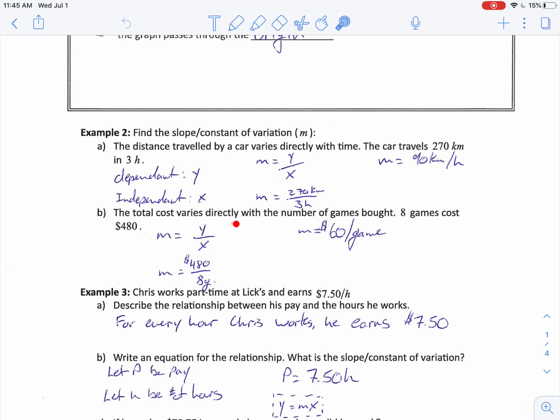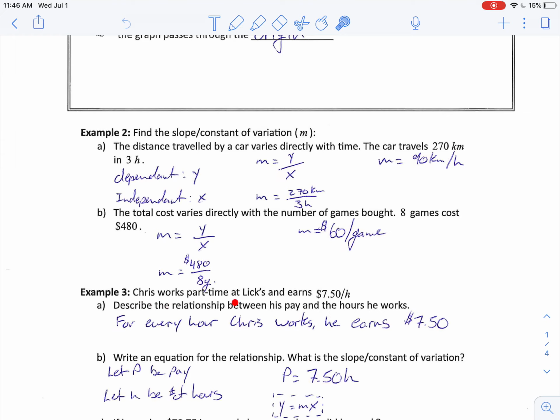The total cost varies directly with the number of games bought. 8 games cost $480. Well, we have our equation. Our slope, or constant of variation, is equal to dependent over independent, which is cost over number of games. So we're trying to find the cost per 1 game, which in this case would be $60. So the constant of variation is $60 per game.